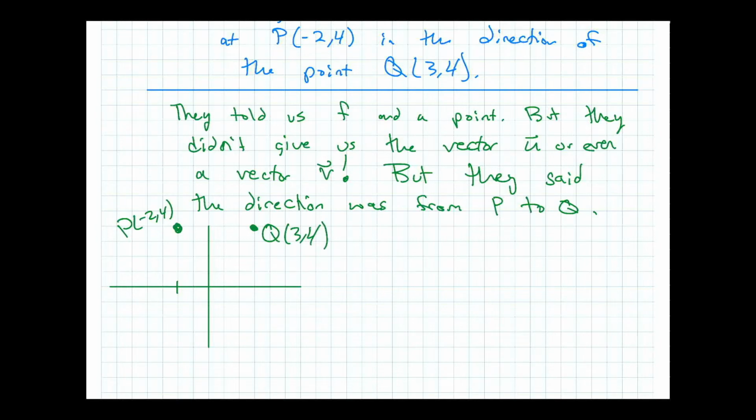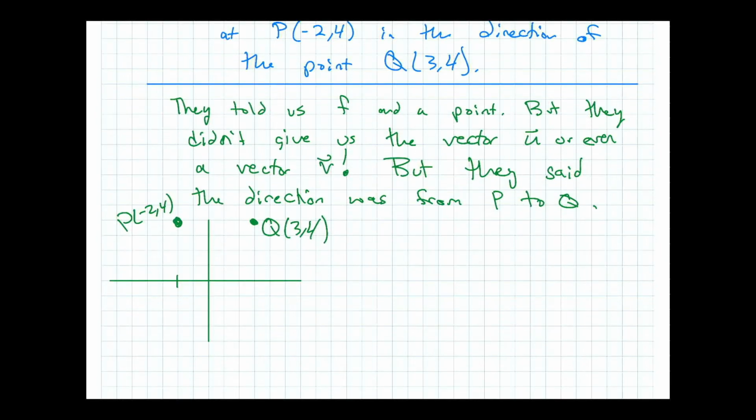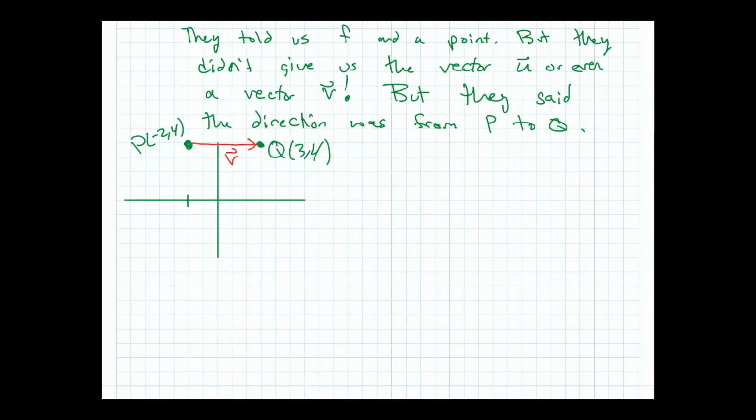Like that. And so your direction is here. And that's the direction V, not U, because that's probably not going to be a unit vector. Okay, so that's what's going on, is they didn't give you that vector. So maybe before we start, let's just calculate that vector.